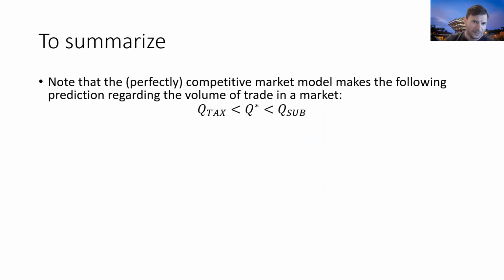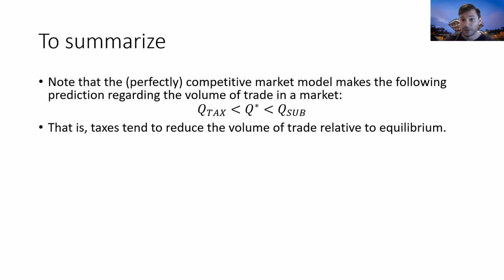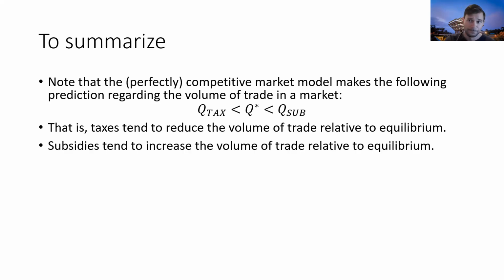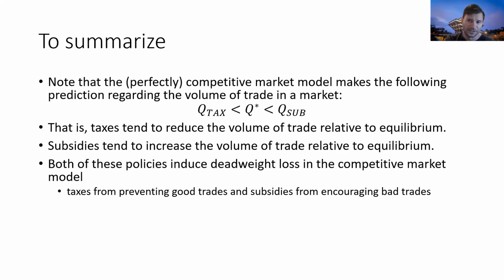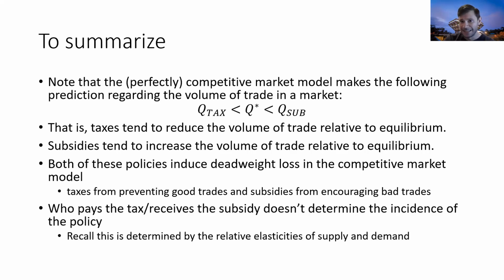But note, we can make the following predictions here. If you have a tax, it's going to reduce the volume of trade, just like a price floor and a price ceiling did. But a subsidy will increase that. And both policies are causing deadweight losses in the competitive market model. The other thing we saw that's important is that the incidence of the tax has very little to do with who we actually make pay it. It has everything to do with the relative price sensitivities of the buyers and the sellers.